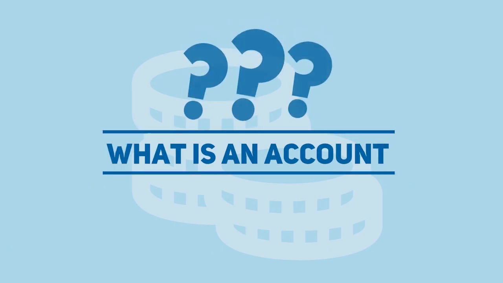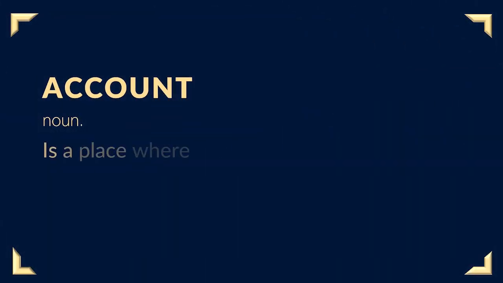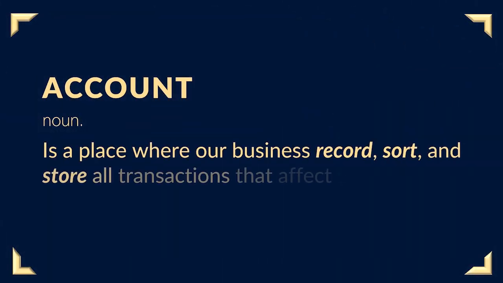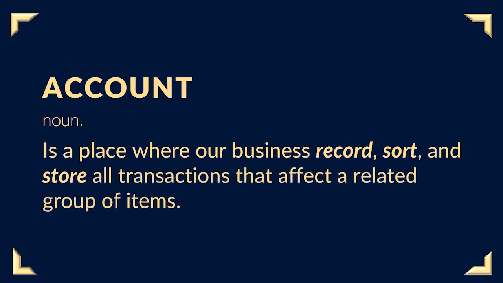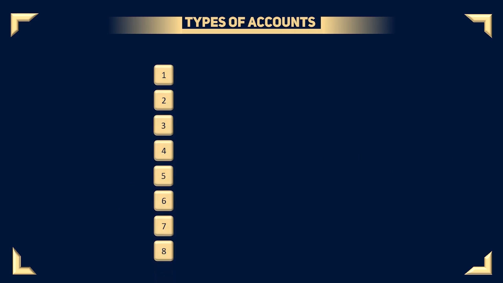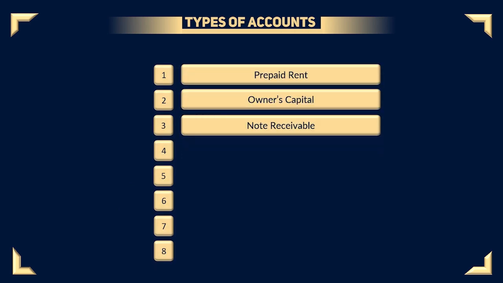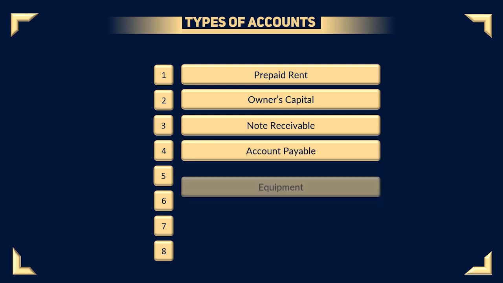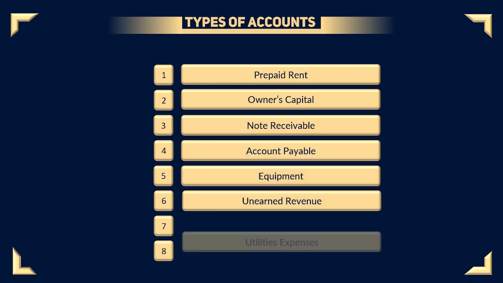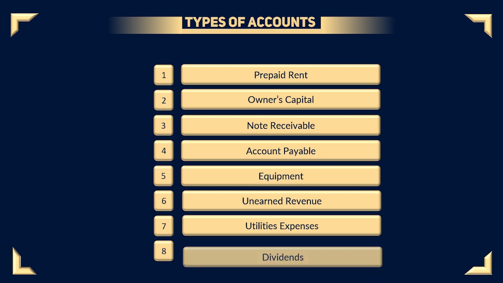So what is an account? An account is a place where our business records, sorts, and stores all the transactions that affect a related group of items. The 8 accounts we go through today are prepaid rent, owner's capital, notes receivable, accounts payable, equipment, unearned revenues, utility expense, and dividends.